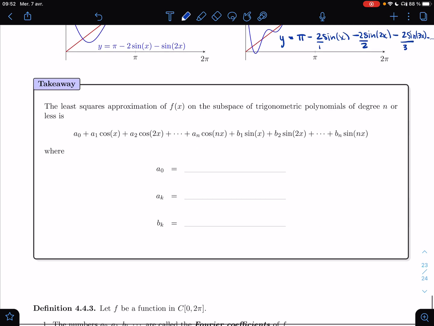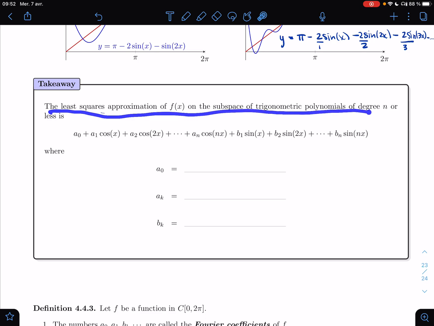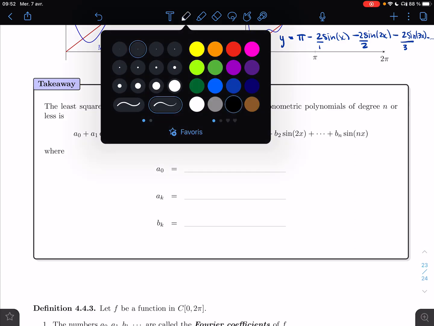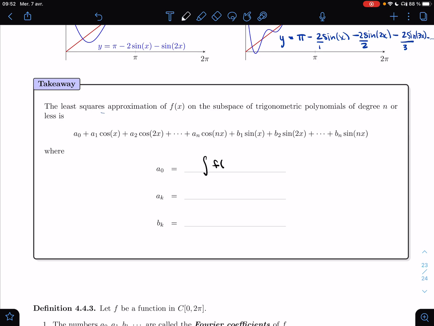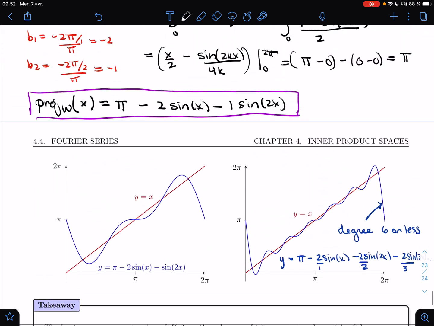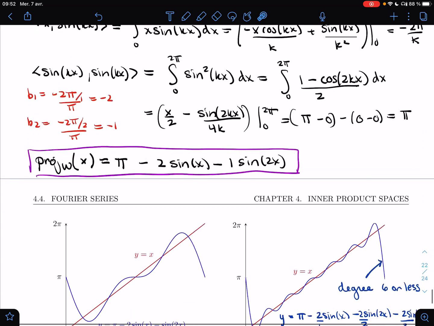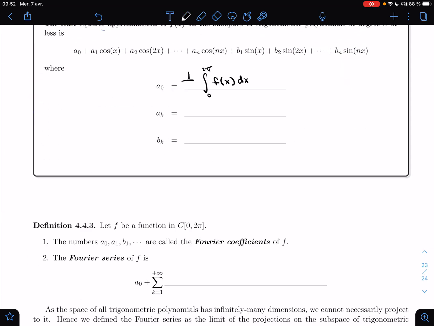All right, so let's write what we've learned from all these computations. Some of these computations you don't have to do every time because they're always the same. So the least squares approximation of f of x on the subspace of trigonometric polynomials of degree n or less looks like this. And you can see the a's and the b's. A0, that was the constant term, so you have to integrate f of x dx from 0 to 2 pi, and you need to divide that by the integral of 1, so by 2 pi. So let's put a 1 over 2 pi in front.